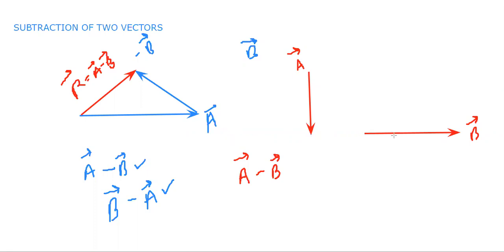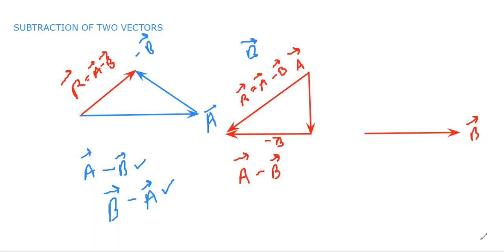Understood? If this is b, then minus b would be like this. And you have to arrange in that same manner, from head to tail. So this would be your minus b vector. And the third side of the triangle, that is this, would be your r vector, and its value would be a vector minus b vector.